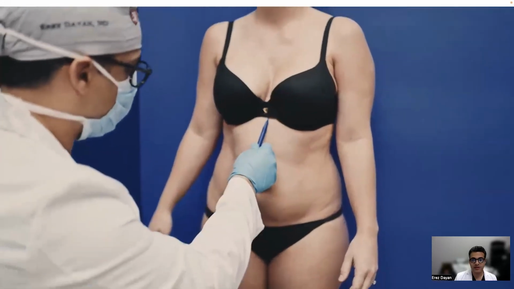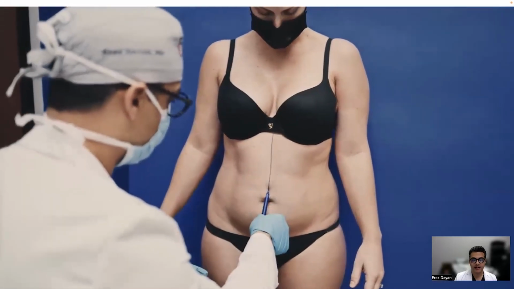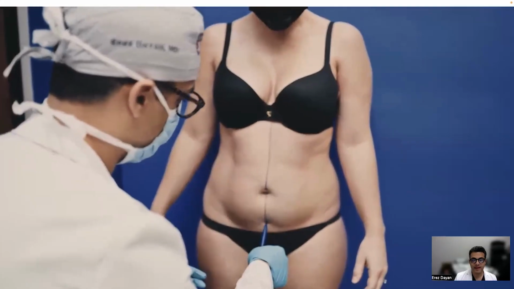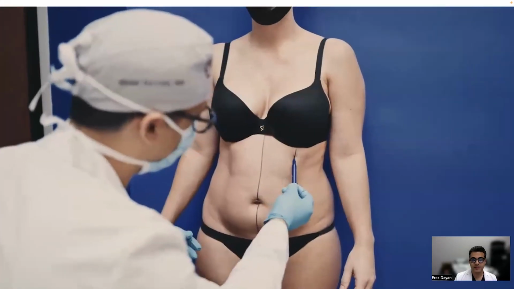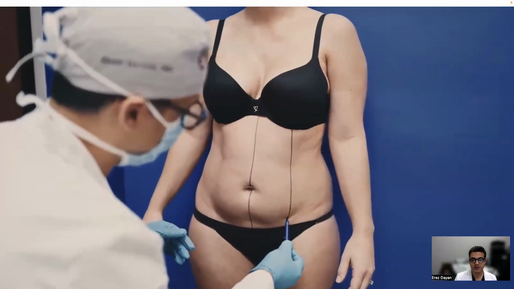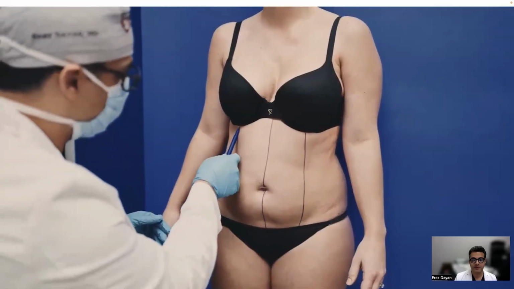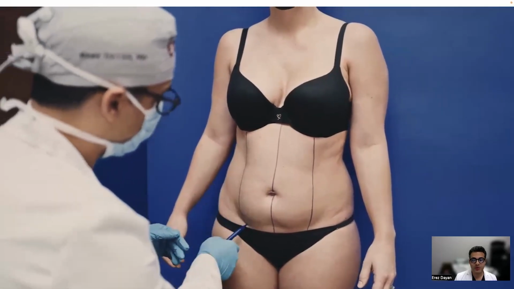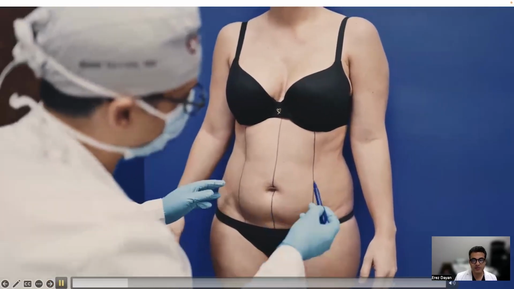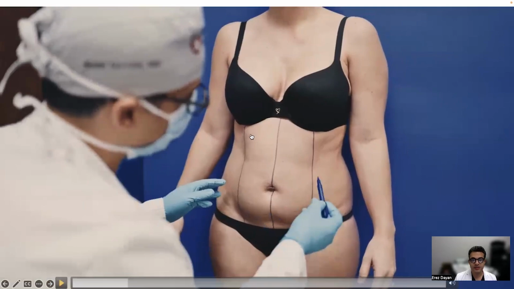So what I'm going to do here is first mark the midline. And then I'm going to mark each semilunar line. So these are the outer borders of the rectus abdominis muscle. And when we perform liposuction, we want to highlight these lines. So what I'm going to do in the actual liposuction procedure is create access points at the base of these lines. So I'm going to create one at the base of each semilunar line.